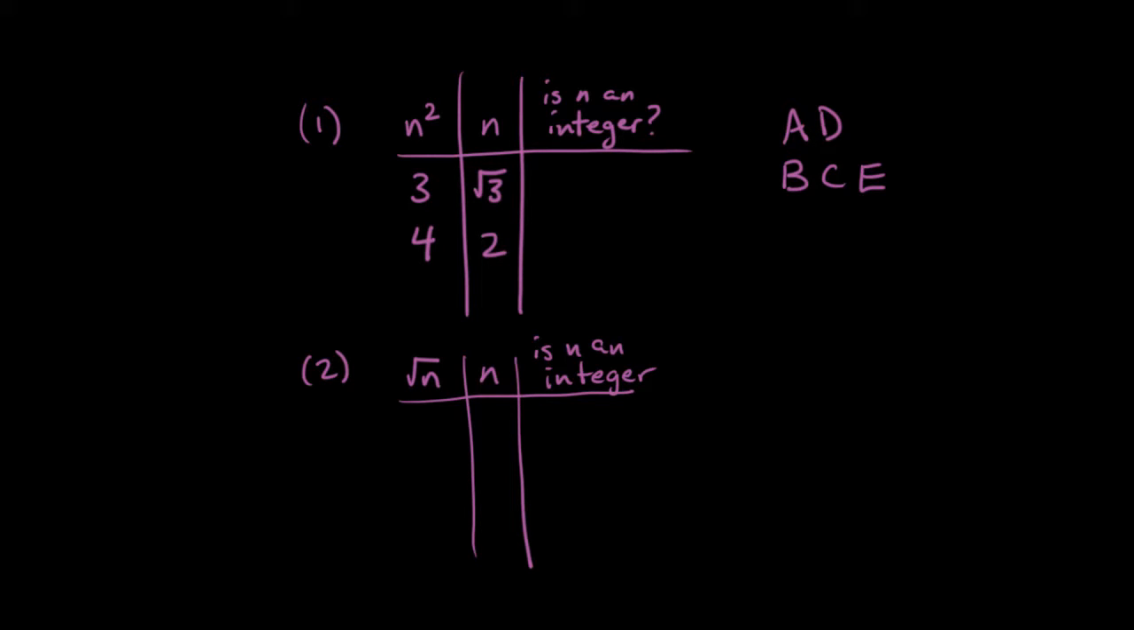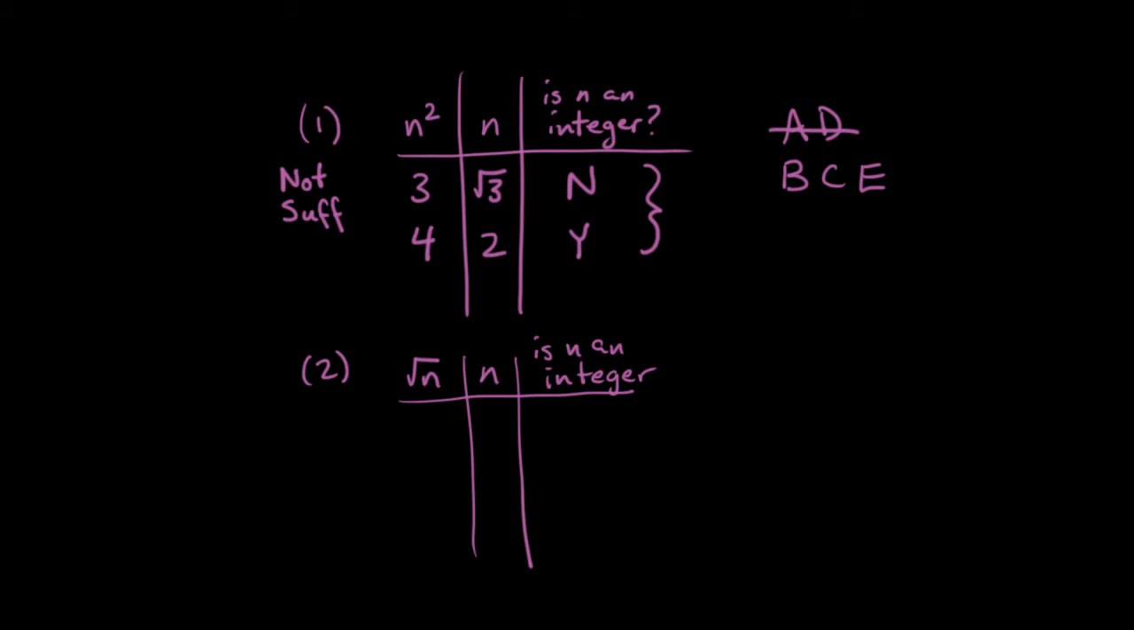Is n an integer? For the square root of 3, no. That's about 1.7. Is 2 an integer? Yes, it is. So I end up with two different answers here, meaning statement 1 is not sufficient to tell me whether the answer is yes or no. So I can cross off A and D.